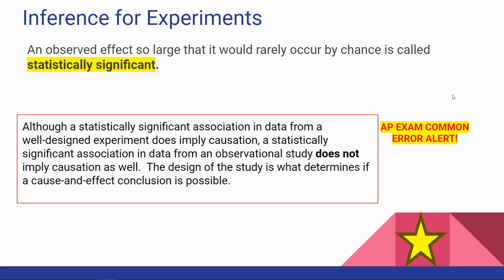So inference for your experiments: an observed effect so large that it would rarely occur by chance is called statistically significant. Although a statistically significant association in data from a well-designed experiment does imply causation, a statistically significant association in data from an observational study does not imply causation. The design of the study is what determines if a cause and effect conclusion is possible.